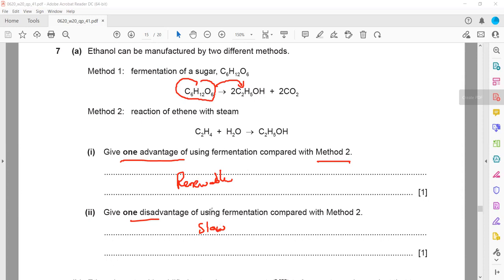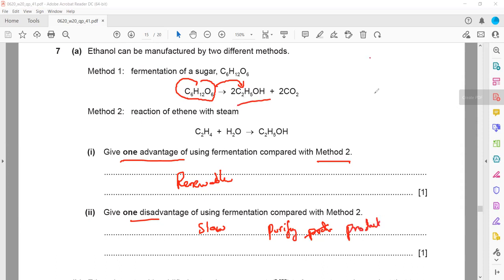Batch process means the reaction will start and then stop, then start, then stop, many times. Another disadvantage, we have to write only one of the disadvantages: we have to purify the product, because this does not give 100% alcohol.